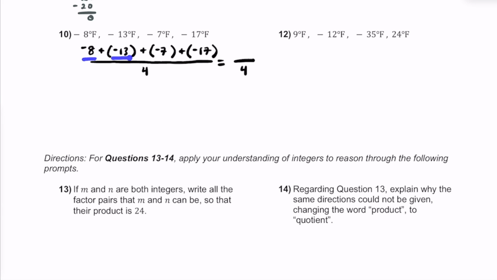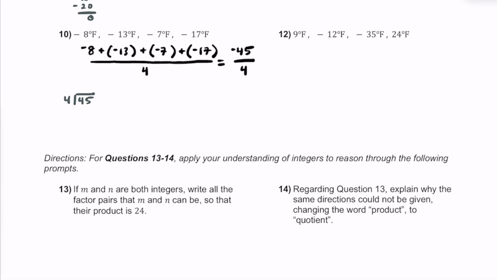So negative 8 plus negative 13 is going to be negative 21. Negative 21 plus negative 7 is negative 28. And negative 28 plus negative 17 is going to be negative 45. So let's have a total negative temperatures, add it all up to be negative 45 degrees. Now, if we want to find the average, we should split the negative 45 degrees amongst 4 equal parts and distribute it evenly. So let's go ahead and do the division here. So take the absolute values of the numbers, 45 and 4.